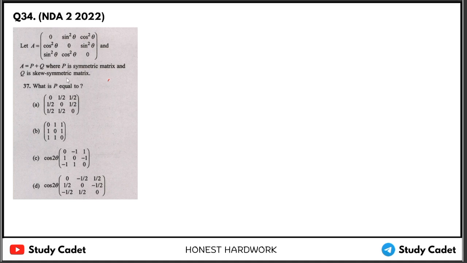Is this P plus Q? P is symmetric and Q is symmetric. If A is any square matrix, then we can split it in the sum of symmetric matrix, that is A plus A transpose, plus skew symmetric matrix, that is A minus A transpose. Okay, so here we have A is equal to P plus Q, so P will be this one and Q will be this one. What is P equal to? A plus A transpose.